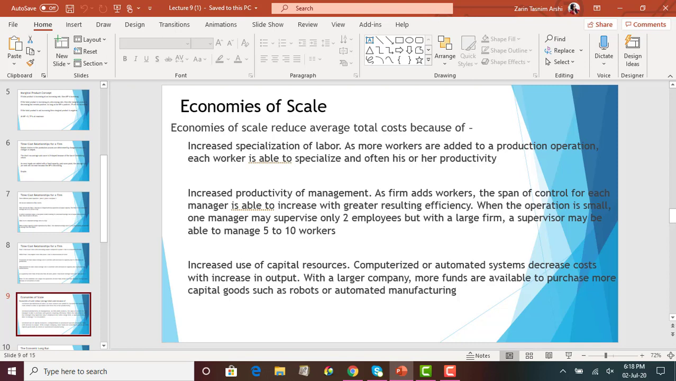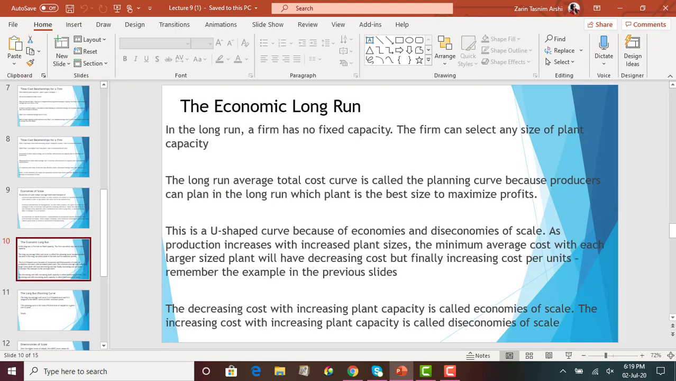And finally, it also happens because of increased use of capital resources. By capital resources we mean technological machines and other stuff, computerized or automated systems. When we use these systems, it will decrease the cost and increase output. Let's say with a large company, more funds are available to purchase more specialized equipment such as robots and automatic manufacturing, which decreases your cost but increases the output, which eventually results in economies of scale. So these are the three reasons that cause economies of scale.